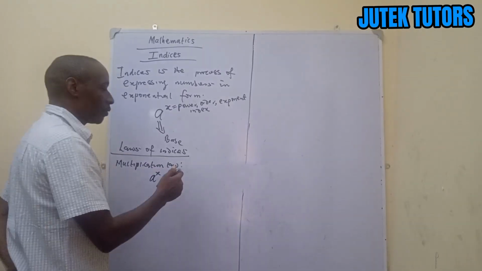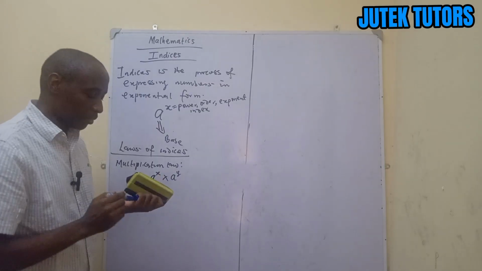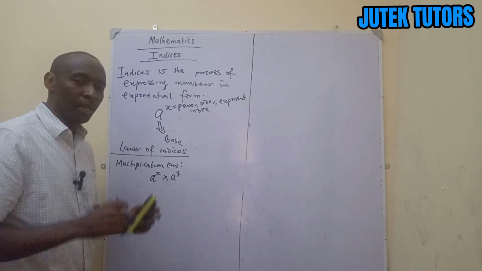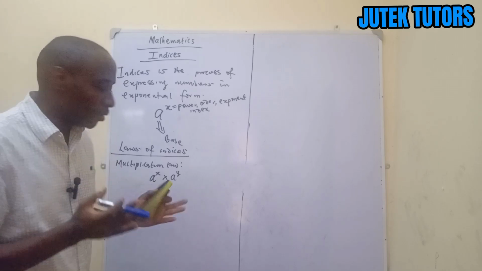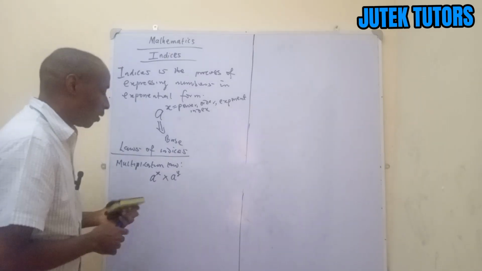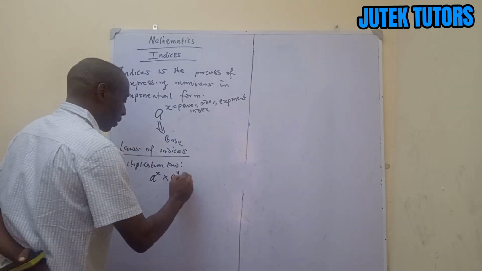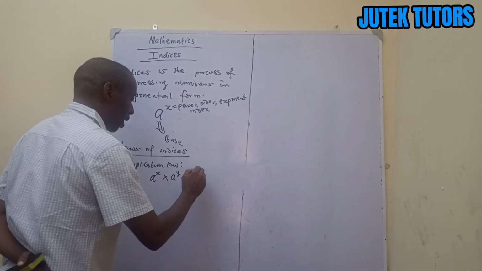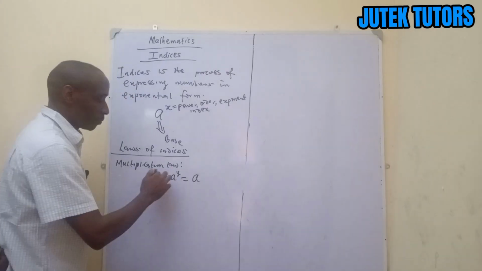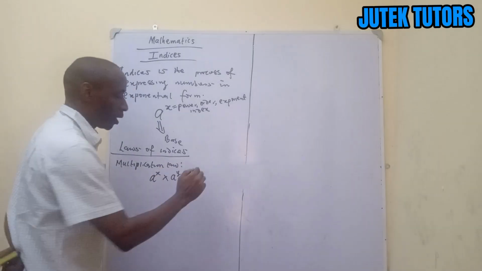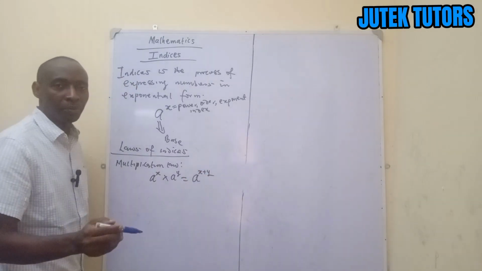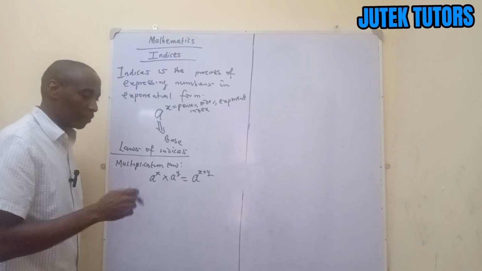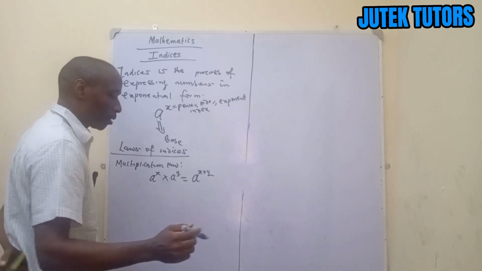So in this case, you can see the expression here. A here is the base. They have the same base. Since the bases are the same, all we need to do is to collect it, to express it as a, and add the powers, to become a raised to power x plus y. This is multiplication.